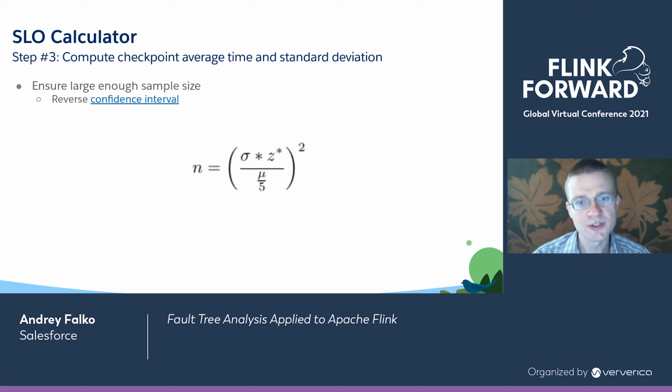To get an accurate checkpoint average and standard deviation, 100 to 200 data points should generally cover a day or two of running your Flink app. However, if you want to be rigorous, you can reverse the traditional confidence interval statistical equation and run it on this formula. N is the sample size of checkpoints you will need to consider to have confidence in your checkpoint data. Z star can be looked up in a table on Wikipedia.